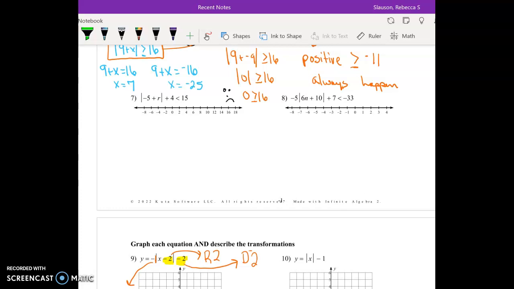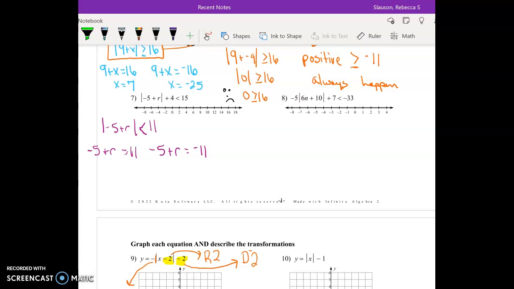I'm going to start and isolate the bars, which means I need to move the 4 over. So when I subtract the 4 from the 15, I get 11. And I need to now make my two equations, one with -5 plus r equaling 11, and then I'm going to do this again with -5 plus r equaling -11. So the things in the bars are not changing. Doesn't matter how much or how little is in the bars, it just all goes there.